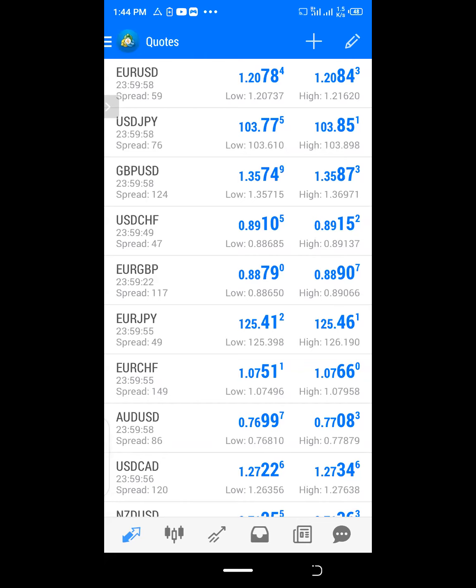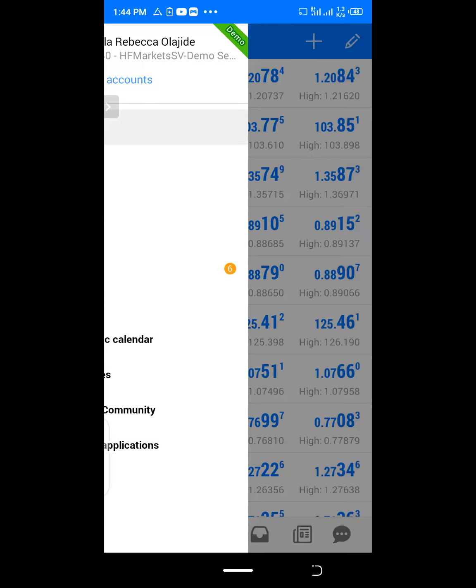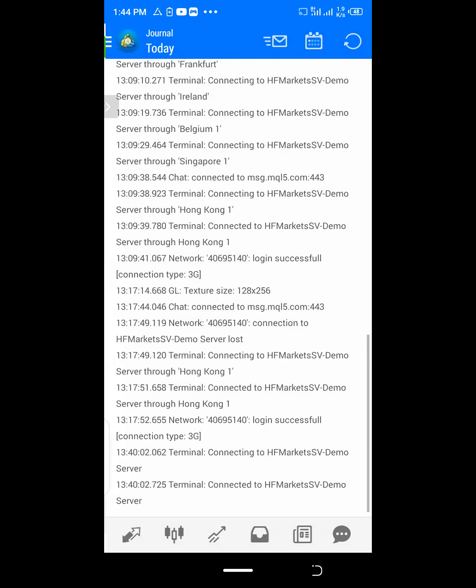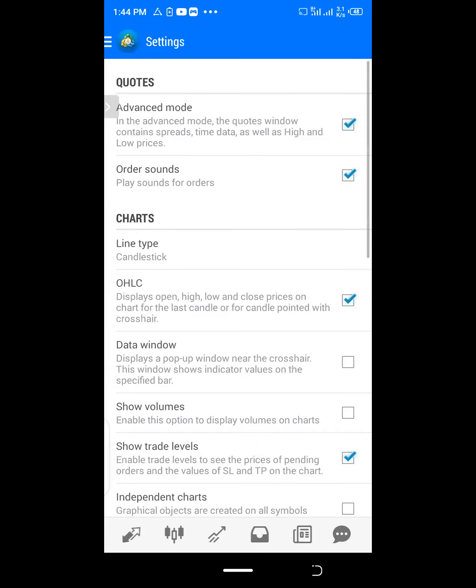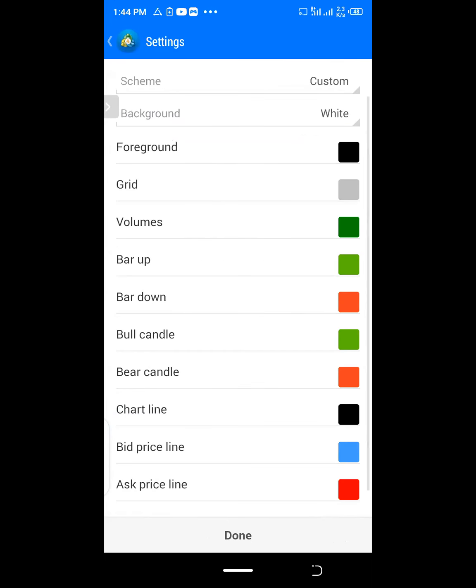For those people that want to set their own color to what my color is, you click on this, come to settings, go to color. All right, so take a screenshot of what I have on my screen so you can set your own color to what I have on my own chart.